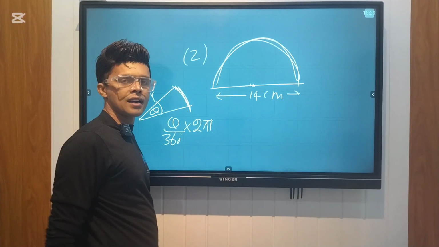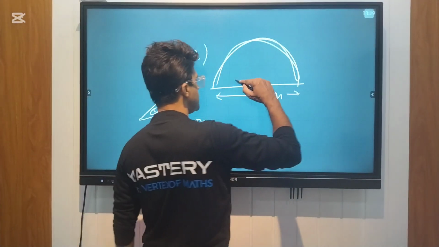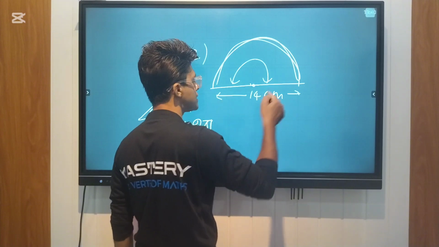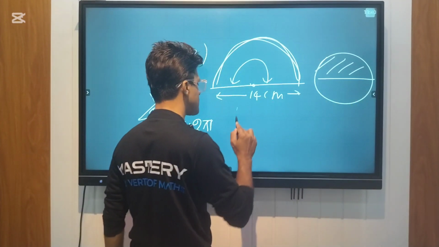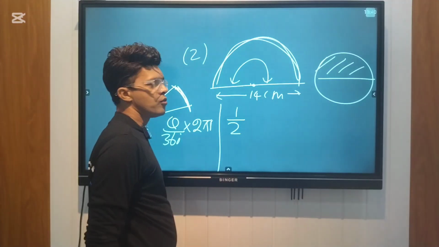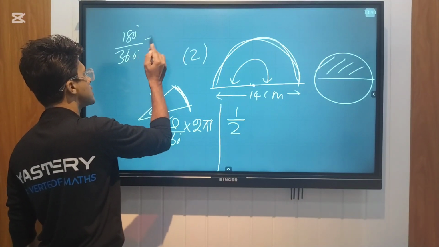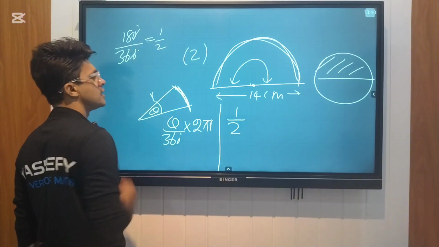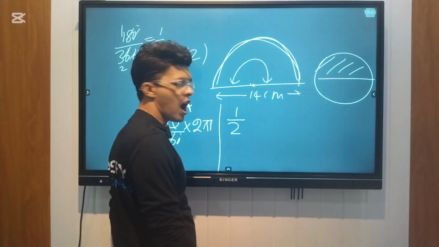This is the way we generally get the arc length. Theta means the angle, but here the angle is 180 degrees, because here is a semicircle. Therefore, we could get this as half, or 180 over 360 degrees, which means half when you simplify. I will take it directly as half.